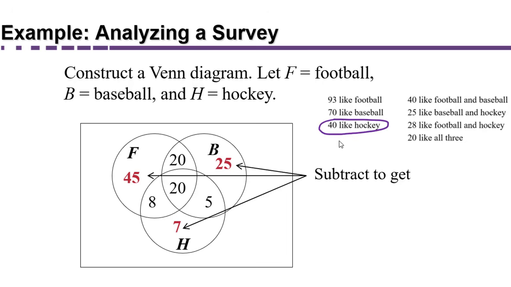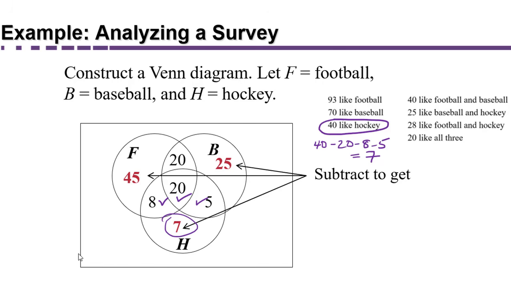And finally, to figure out how many only like hockey, we're going to look at how many like hockey altogether, which was 40. But we've already accounted for 8 who like football and hockey, 20 who like all 3, and 5 who like baseball and hockey. So we have to subtract 40 minus the 20 minus the 8 and minus the 5, which gives us 7 who like only hockey.